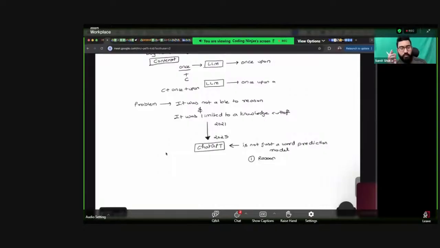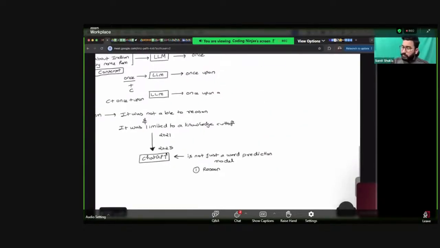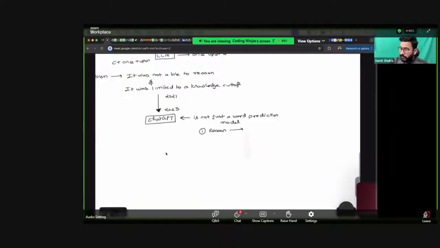So basically, when I ask you a question, you are able to plan and think logically. That was the kind of capability given to ChatGPT. It was able to reason, plan, and then execute. Second, it was connected with the functionality of internet search. Third, it was given the power of multimodality.